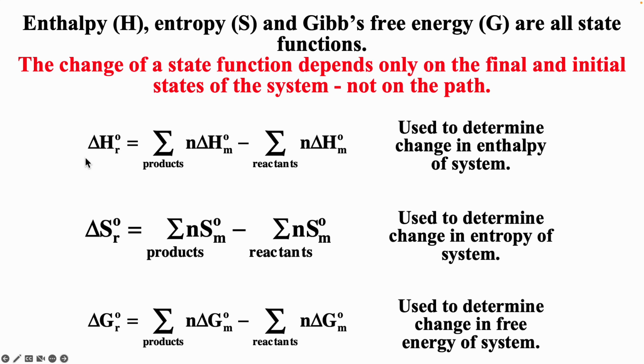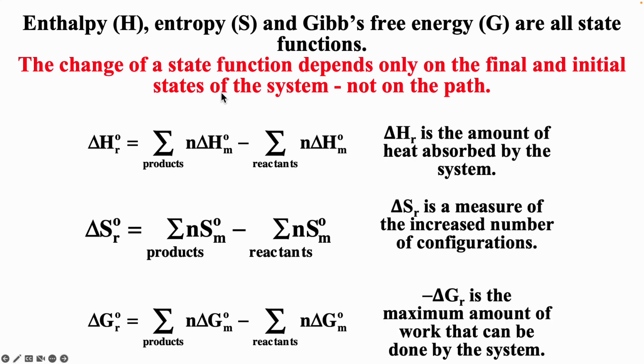Now all 3 of these are state functions, and so we can find the change by doing products minus reactants. Delta H is the heat amount absorbed by the system. Delta S is a measure of the change in number of configurations. And minus delta G is the maximum amount of work that can be done by the system.